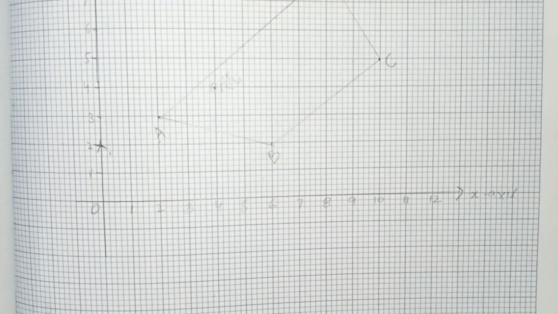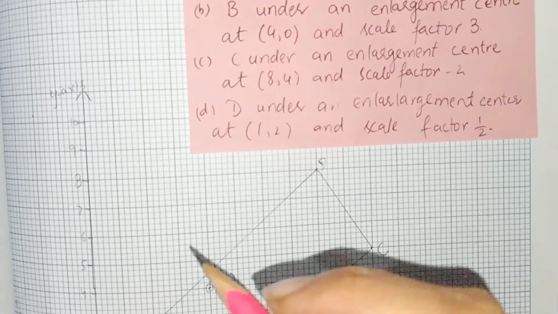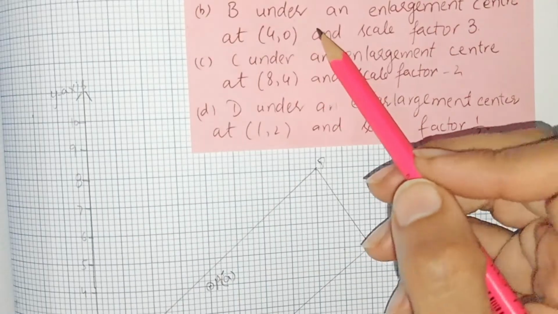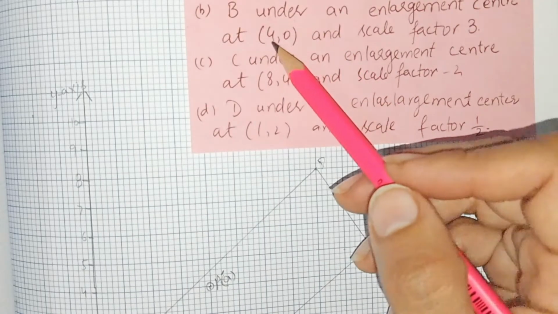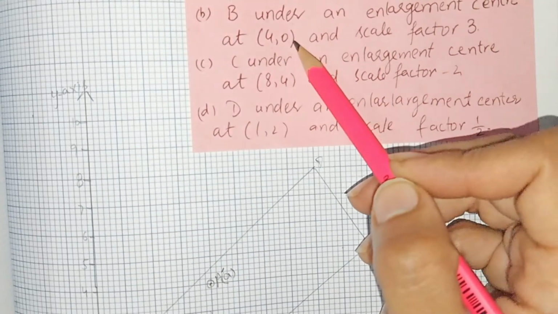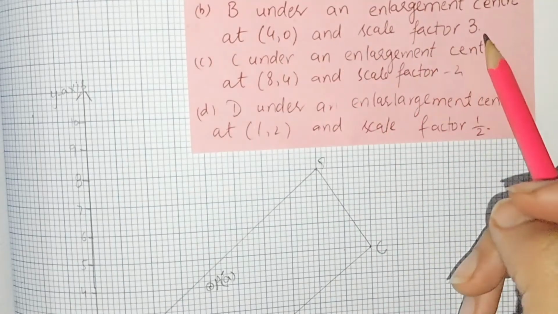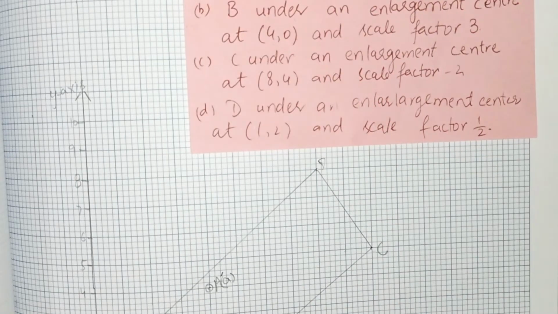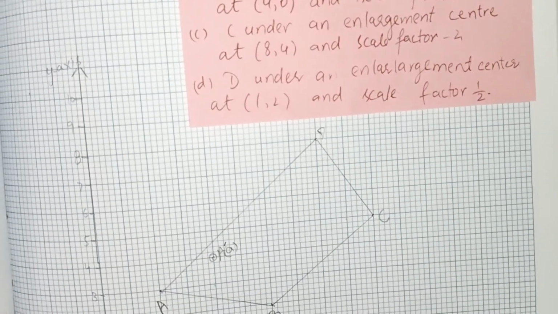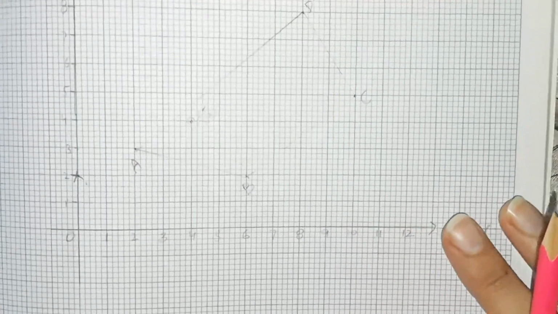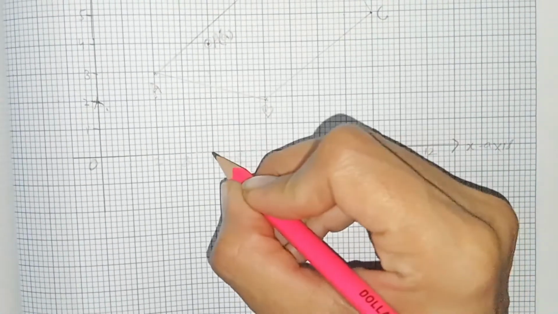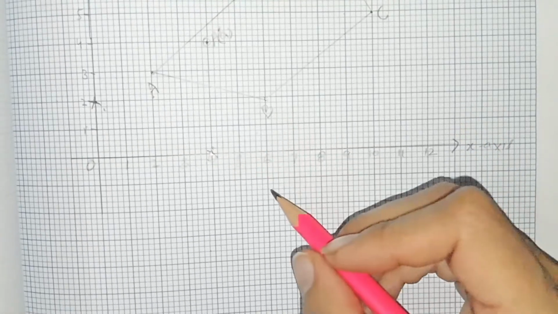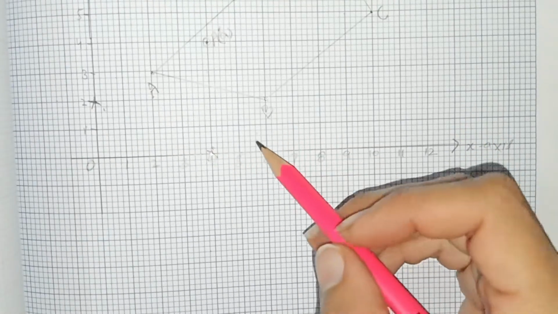Now students, part A is solved, and part B is under enlargement center (4, 0) and scale factor 3. Now the enlargement center is changed. To draw the image of B, the enlargement center and scale factor are changed. First we have to mention the enlargement center. This is the enlargement center for point B, and the scale factor is 3.